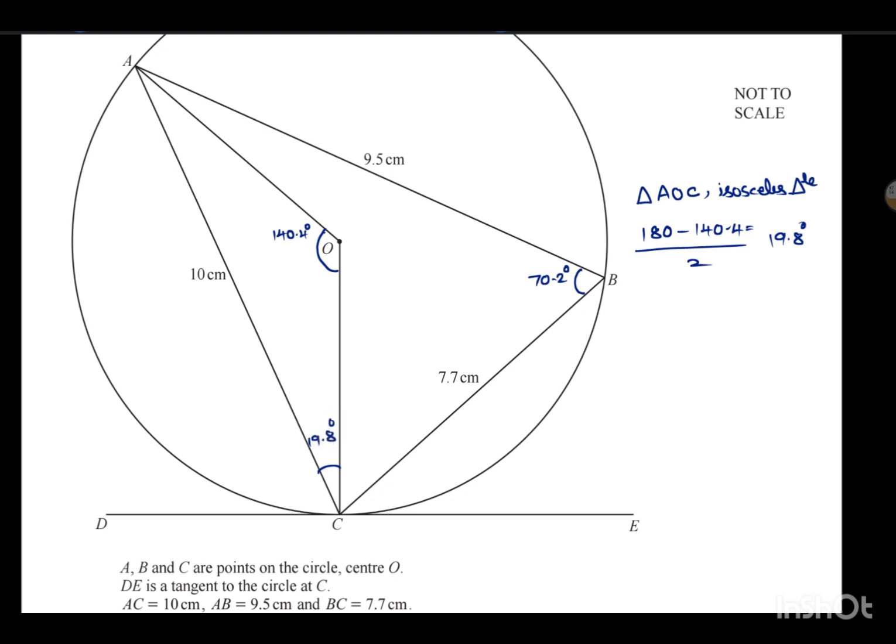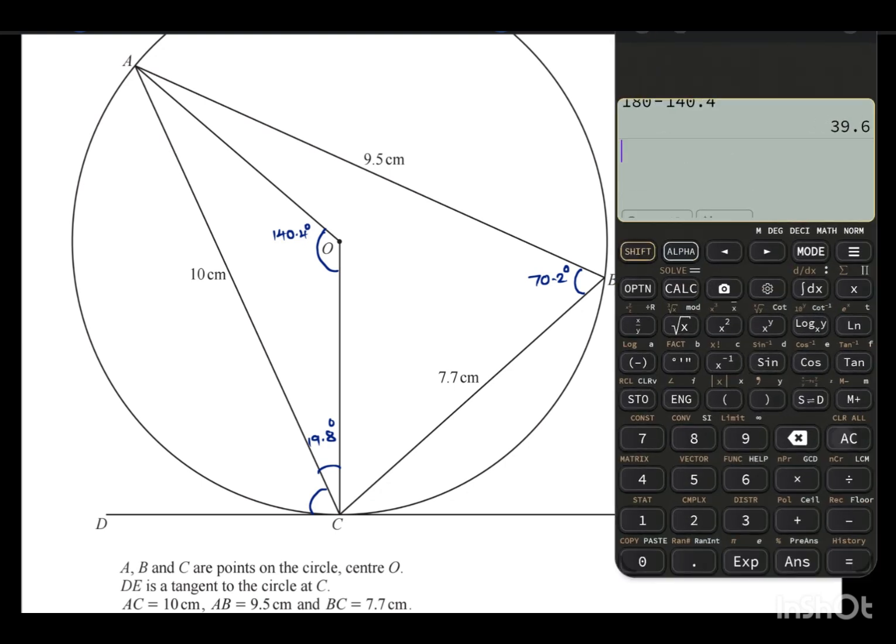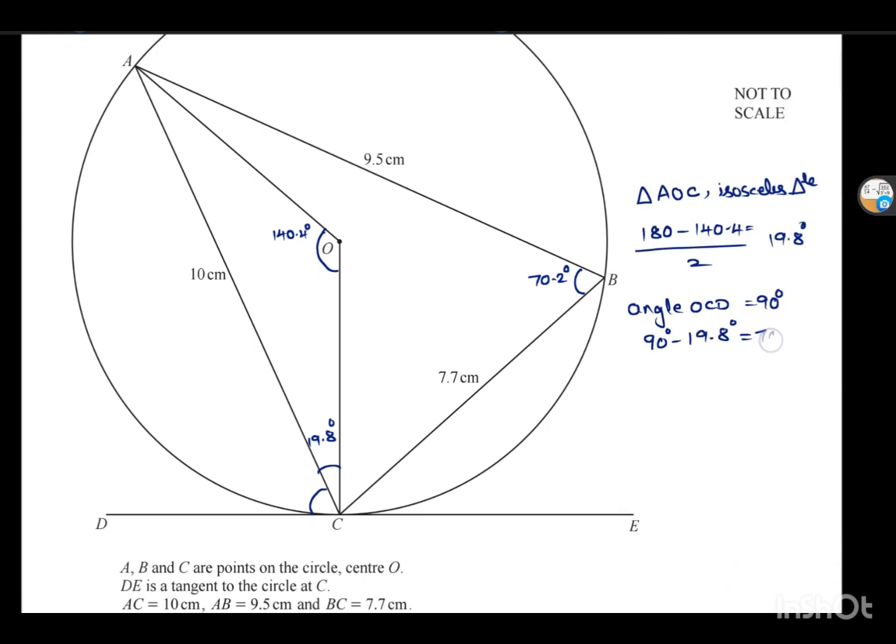Now remaining is this angle, angle ACD. When you see angle OCD, angle OCD is 90 degrees, because the angle made by the tangent and radius is always 90 degrees. So from that 90 degrees I need to subtract 19.8, we get the angle which is asked. 90 minus 19.8 is 70.2.